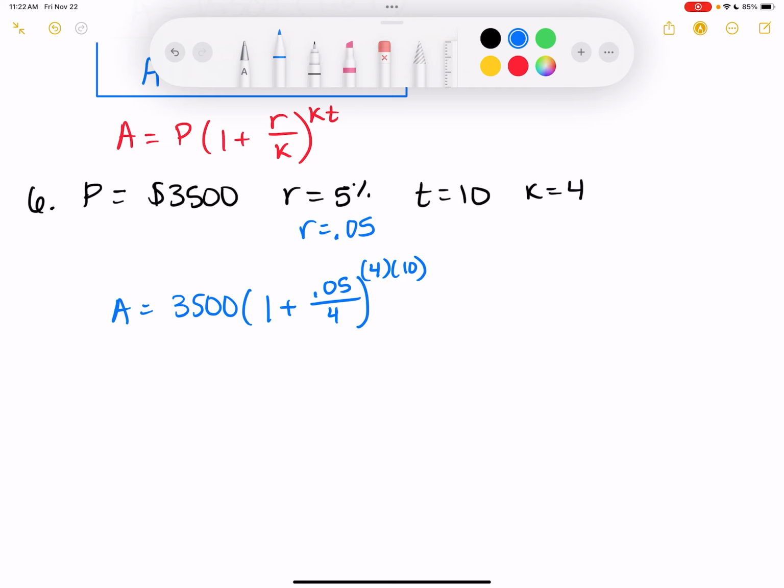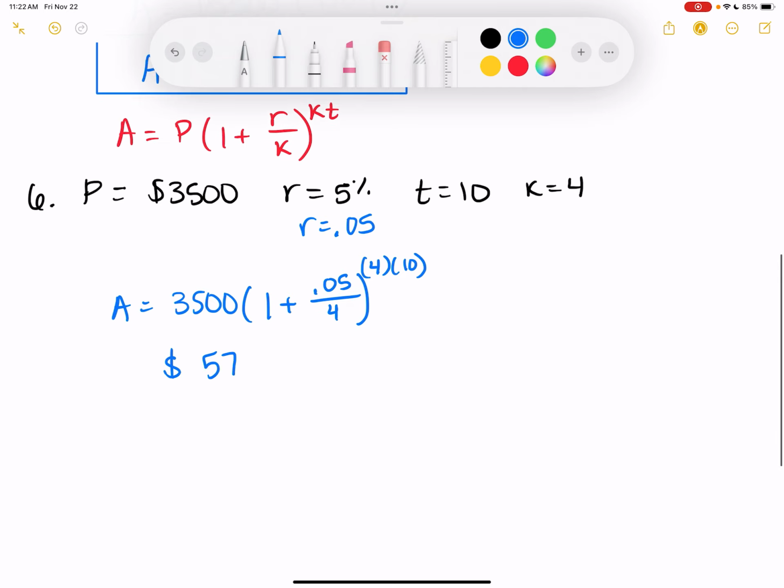And then raise it to 4 times 10, which is 40, to get your answer of $5,752.67.